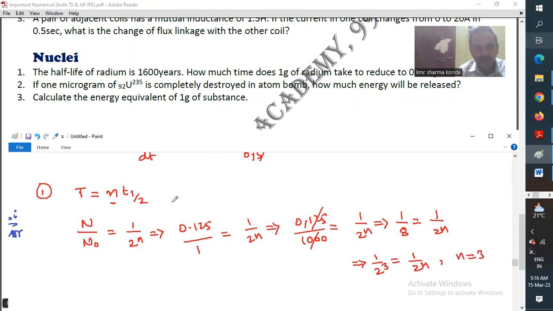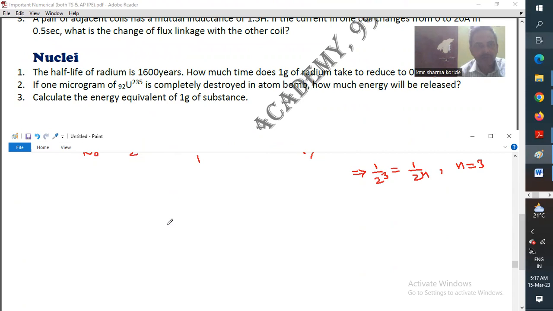Okay, so once you get n, just go back. They're asking us to find out total time. So therefore, n is equal to 3. Half-life is 1600 years. If you multiply 1600 with 3, 4800 years. This is the answer.